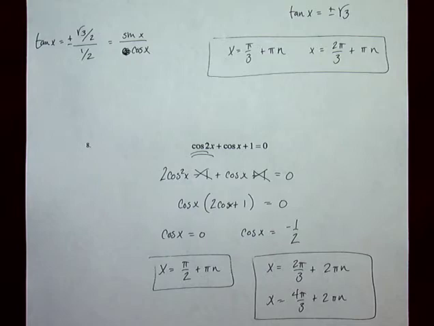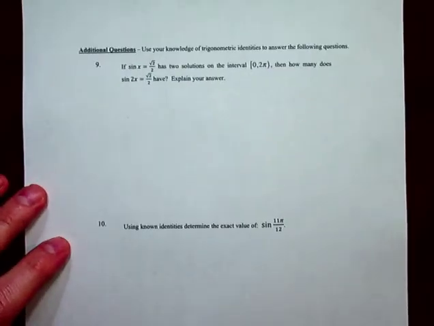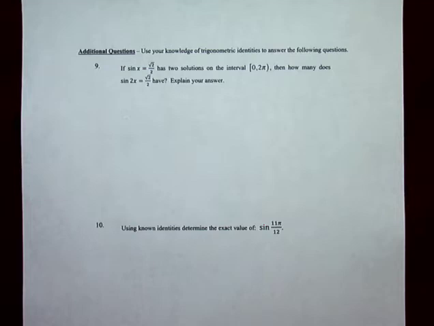Alrighty? Okie dokie. Last page of regular credit problems. If sine x is equal to √2 over 2 has two solutions on the interval, and of course it does, pi over 4 and 3 pi over 4, then how many does sine of 2x have?